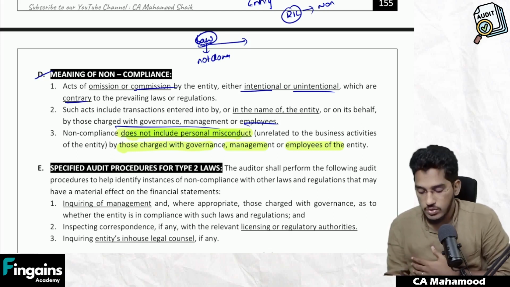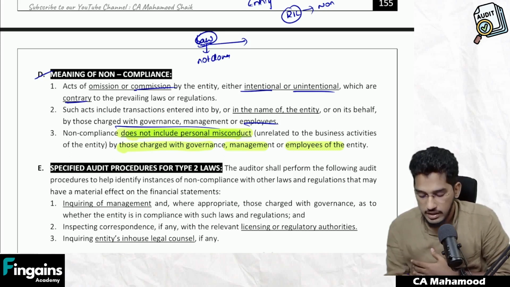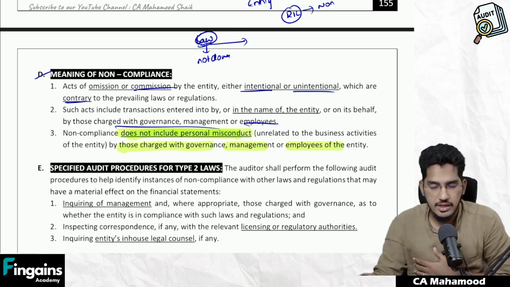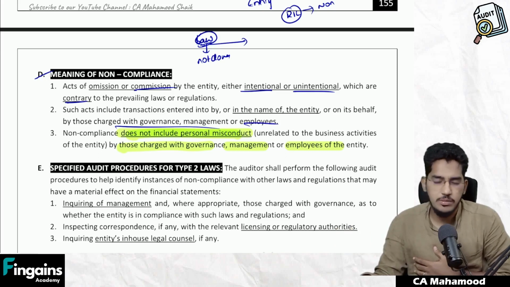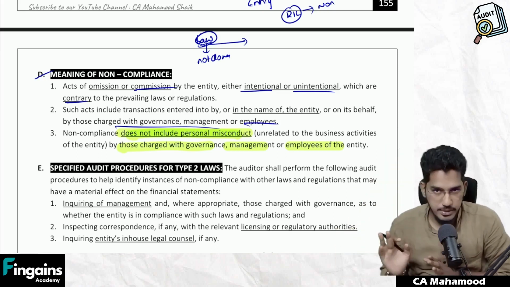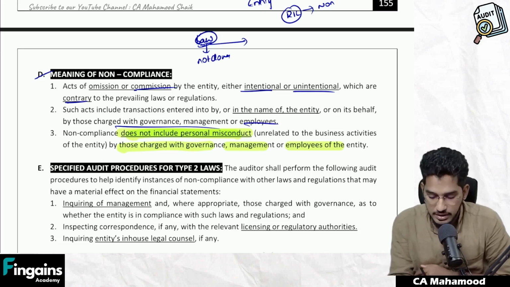Non-compliance does not include personal misconduct unrelated to the business activities of the entity by those charged with governance, management, or employees. If they are doing some personal misconduct which has nothing to do with the business of the company, that can't be called a non-compliance made by the company. So this is how they are defining the term non-compliance.